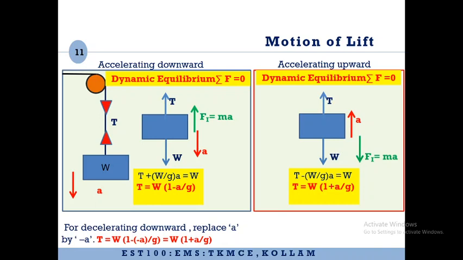In a similar way, if you are considering the case of the lift decelerating upward, what we have to do is first draw the free body diagram for the case where the lift is accelerating upward. Develop the equations for this particular case, and in those equations that you have developed, simply substitute a by minus a if it is a case of deceleration or retardation.